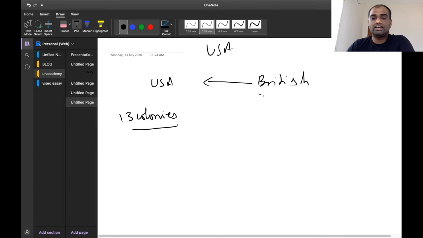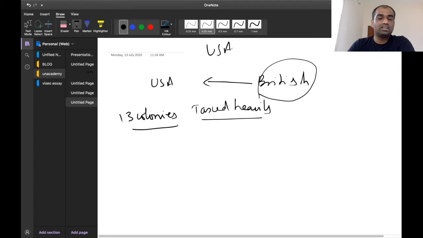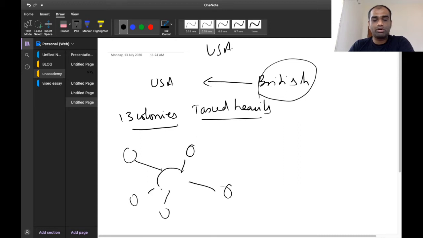Now, Britain taxed the USA very heavily. This caused dissatisfaction among a lot of powerful people in the USA, so they wanted to declare the USA an independent country. So what they did was that these 13 colonies came together and formed a body called Congress.